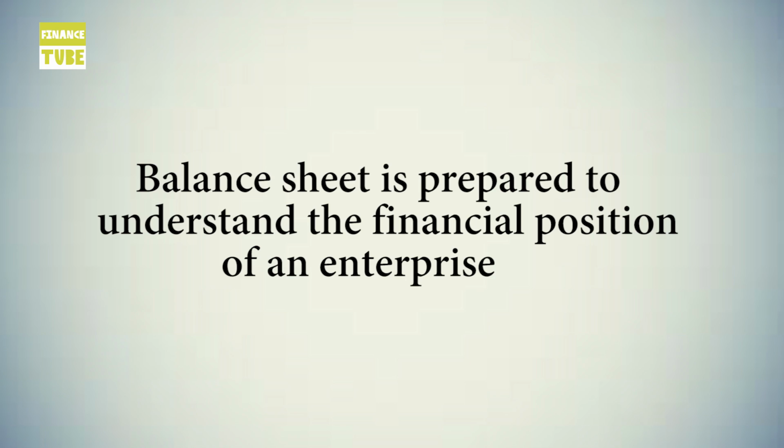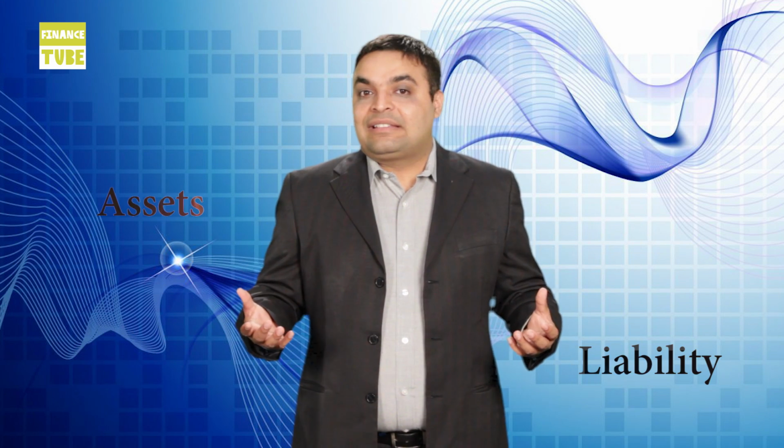First of all, balance sheet is an annual statement prepared every year by companies. It is prepared to understand the financial position of an enterprise. What do you mean by financial position? Financial position means everybody who is associated with the company wants to know where is the money coming from and where is it going. So balance sheet naturally has two sides, liabilities and assets. Liabilities are also called sources of funds because that is where the money is coming from, and assets is called application of funds because that is where the company has invested money.